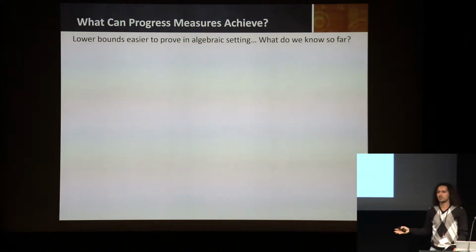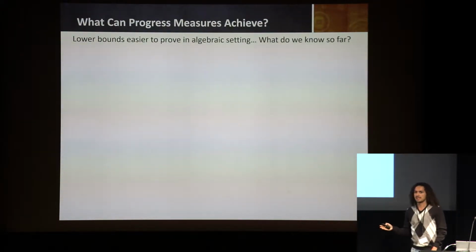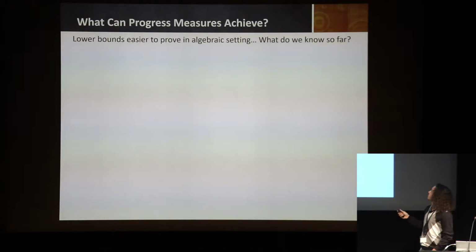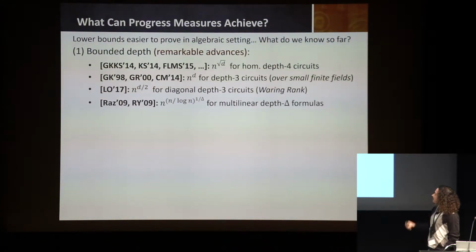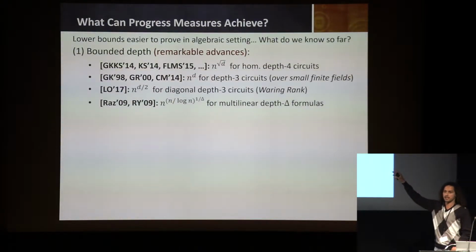Now, what can progress measures achieve, right? So in the arithmetic setting, because we are a little bit more restrictive, it's easier to prove lower bounds. So let's see what we have achieved. So in the bounded depth regime, we have had remarkable advances. So starting with the work of Gupta, Kayal, Kamath, and Saptarishi, we know n to the square root d lower bounds, for homogeneous depth 4 circuits, okay, for polynomials in n variables, and degree d.